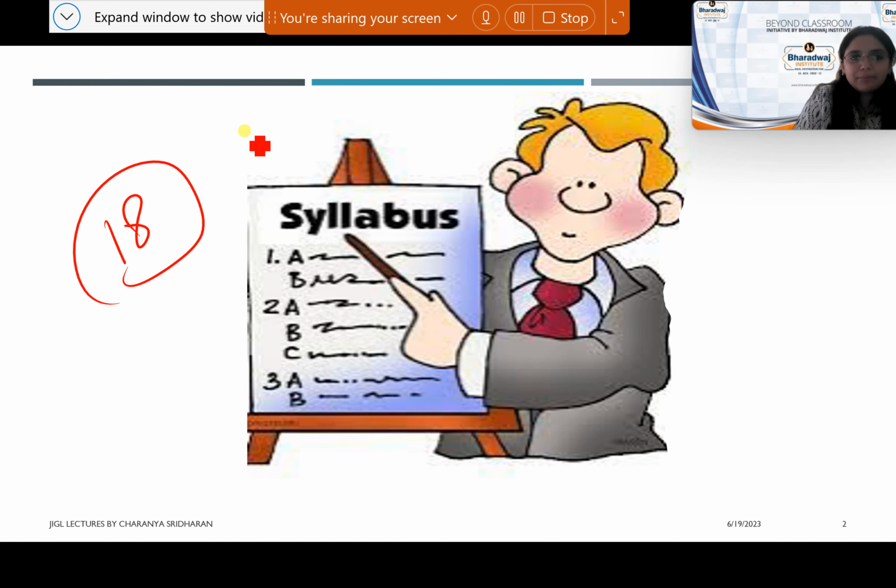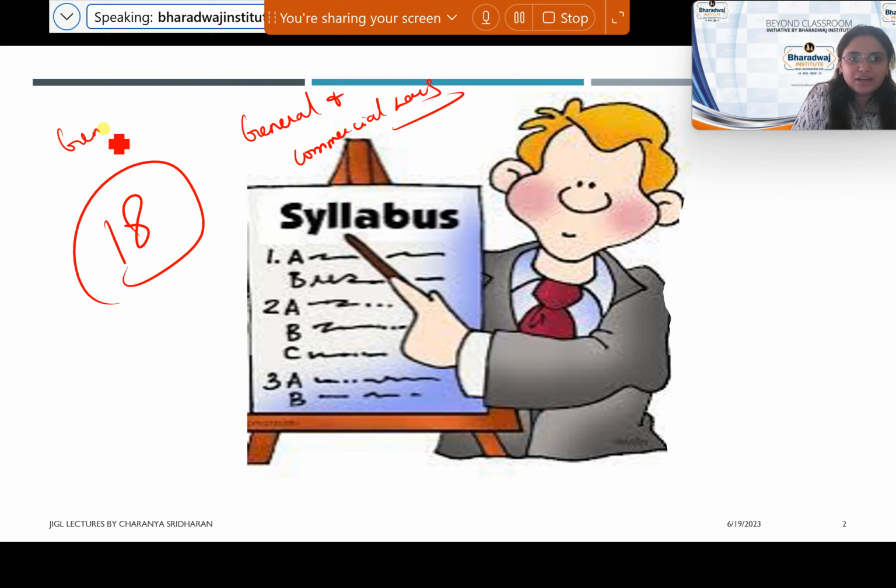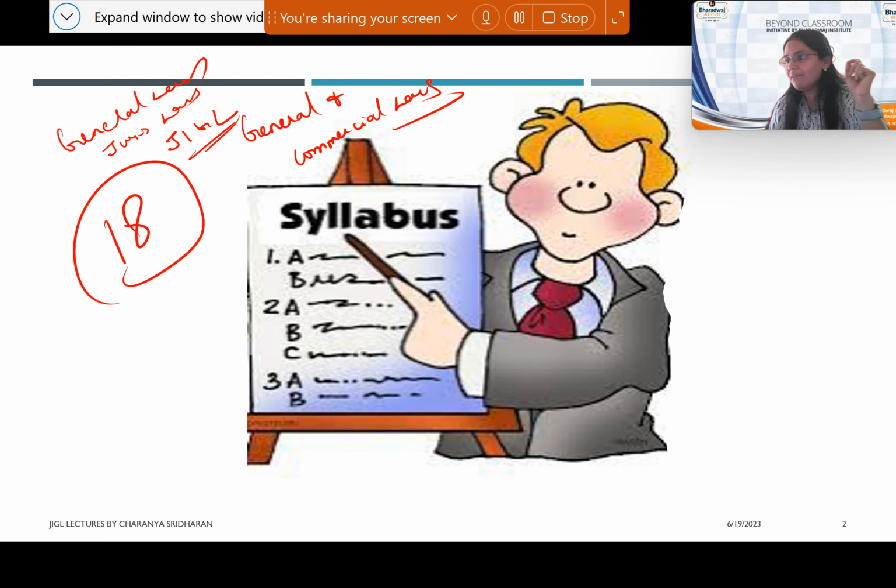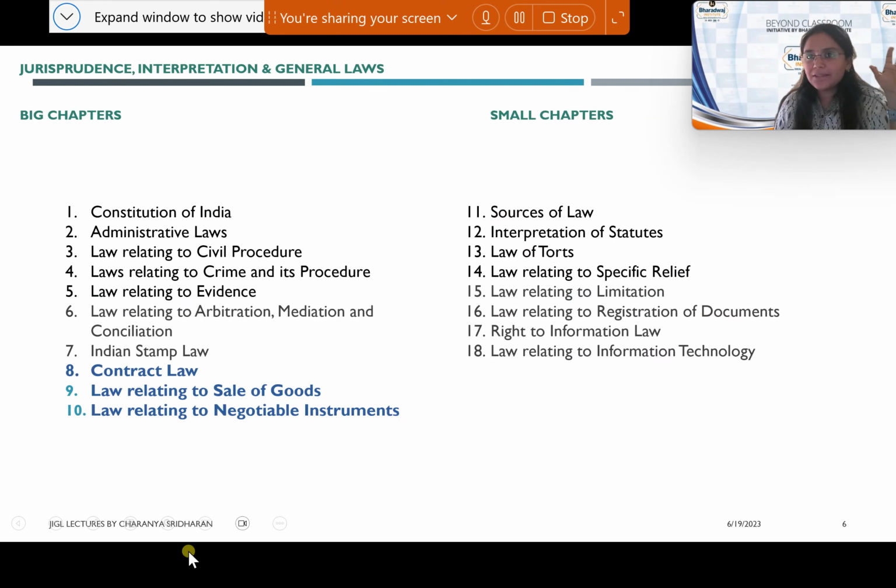Once upon a time, long ago, this paper was called as General and Commercial Laws. Okay. And then they called it General Laws. And then they called it Jurisprudence Laws. And then now they are calling it JIGL. Okay. Whatever be it, paper is continuing to remain in the syllabus, everyone.